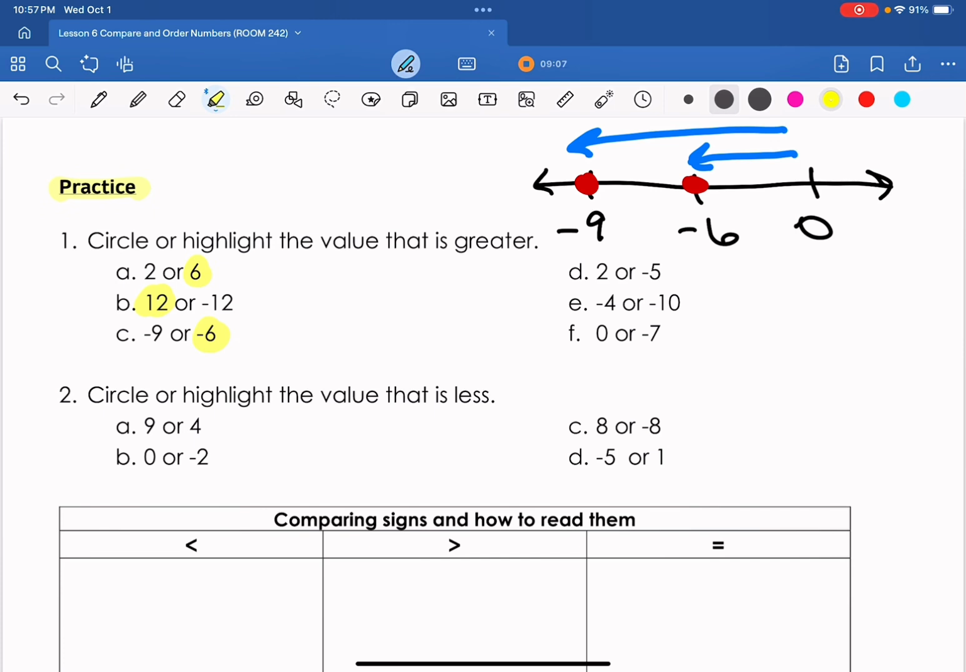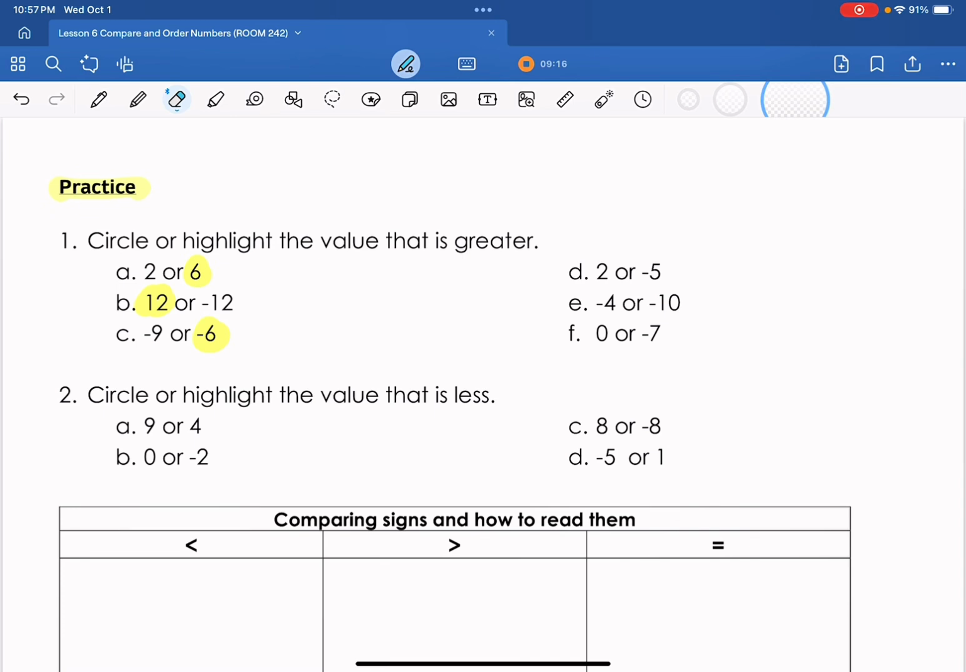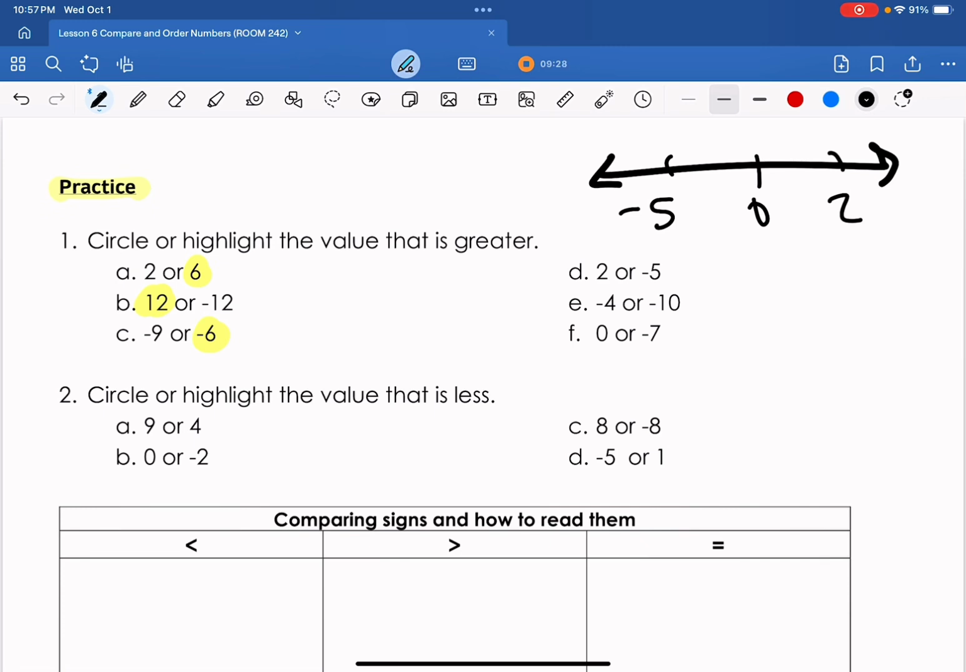Okay. We have 2 or -5. We'll do our little number line again. We got 0, 2 over here, -5 to the left of 0. One of these numbers goes to the right on the number line, and one of them goes to the left. So remember, the greater value is going to be to the right, which would be 2. So 2 is my one of greater value.